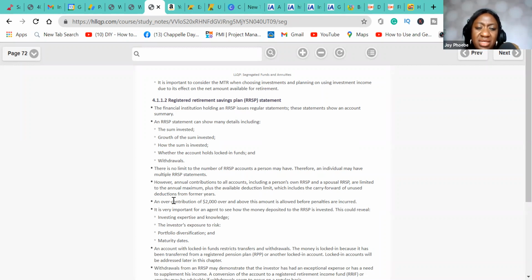Okay, and then is there a limit to the number of RSP accounts a person may have? Therefore, an individual may have multiple RSP statements. Yes, we need to ask this one. Oftentimes, I ask people, do they have access to their CRA online account? I encourage them to check their CRA online account so they can know how much contribution room they have for their RSP. You know what that does is mitigate against over-contributing, right?